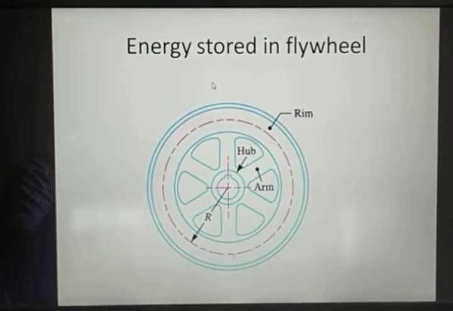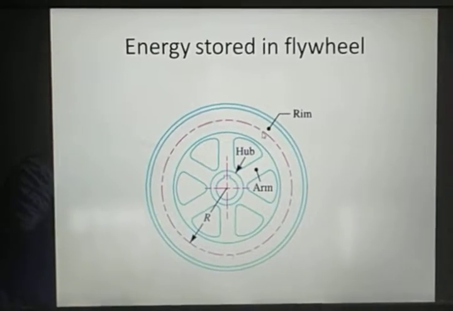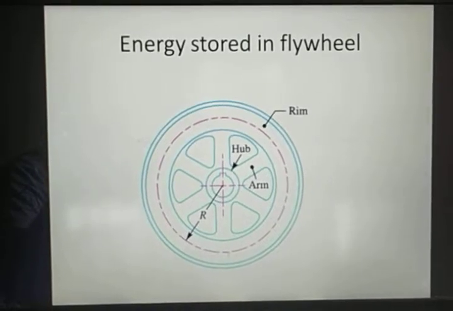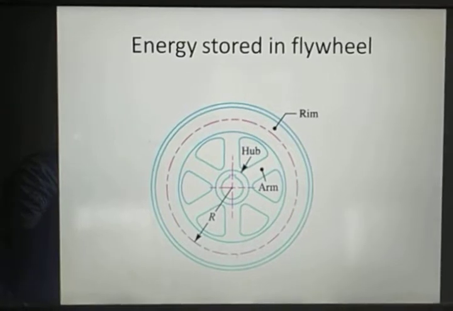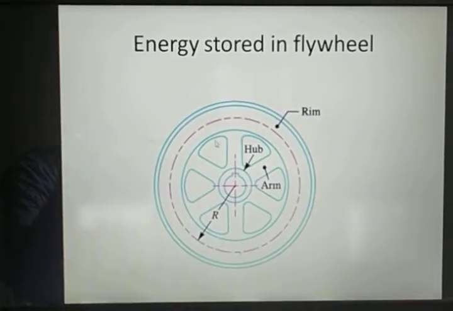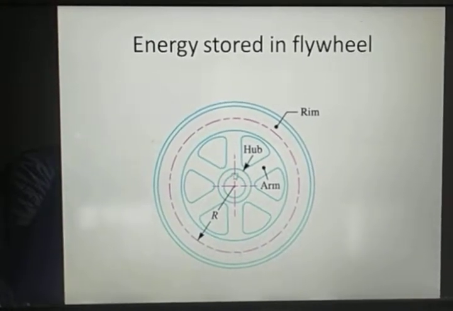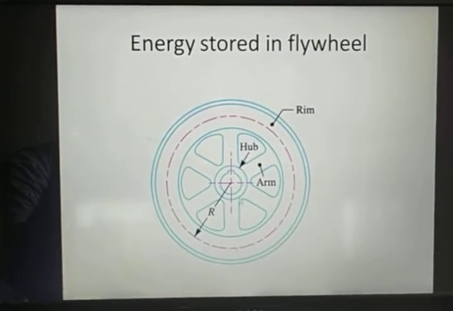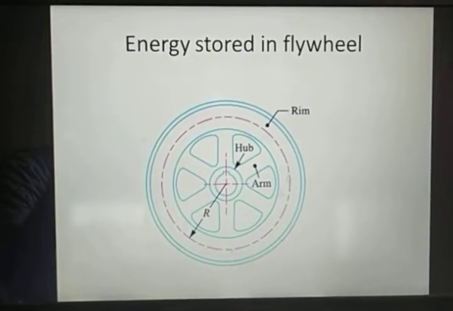Here you can see the rim portion, a small rim portion over here. The diameter of the rim is large and the thickness of the rim will be very small or negligible; sometimes we neglect the thickness of the flywheel. Here you can see the hub part, where the shaft is connected, and here you can see the arms of the flywheel. The arms connect the hub and rim portion of the flywheel.